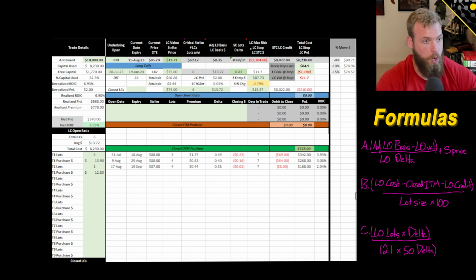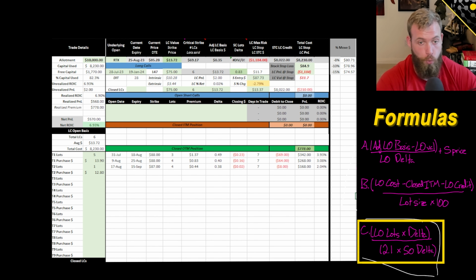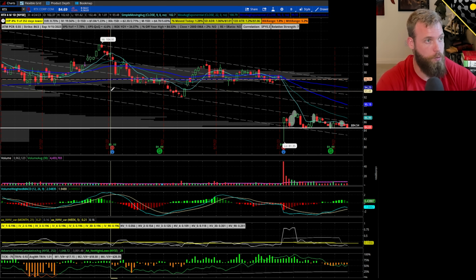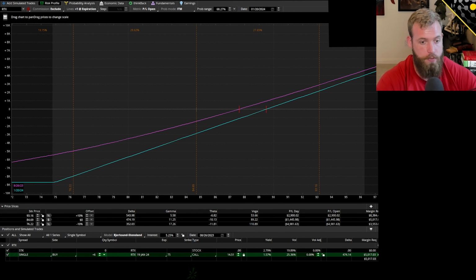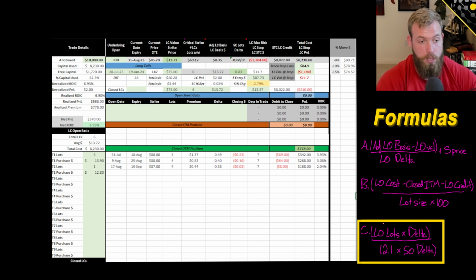And then the last one, we have the number of lots we can sell. And in this case, you can either use a risk profile super simply from the platform like this, if you were so inclined, just like this, it'll tell you those kinds of things, no problem. Or you can do the math, which essentially we just take a look at our long option, our number of lots that we have out, the current delta of those long options, and then we divide it by 2.1 times the short option delta. This just makes sure that we have no upside risk.